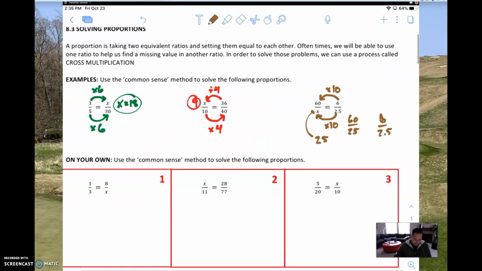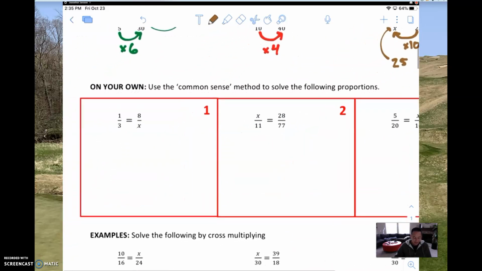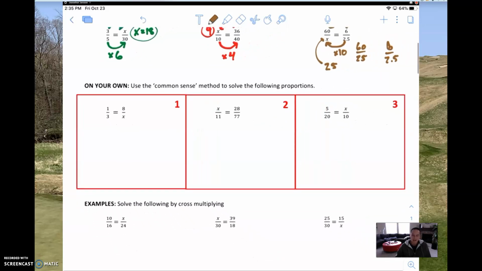Go ahead and try the next 3 by applying this common sense method. And when you're done, we will move on and I'll give you the formula way of doing things. So go ahead and pause the video now. And when you're all done, come on back.